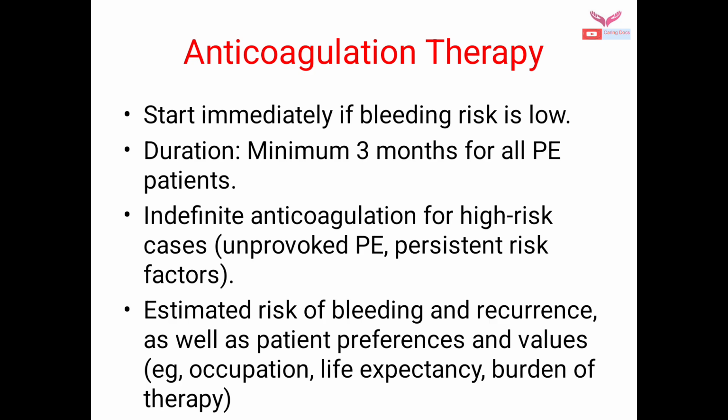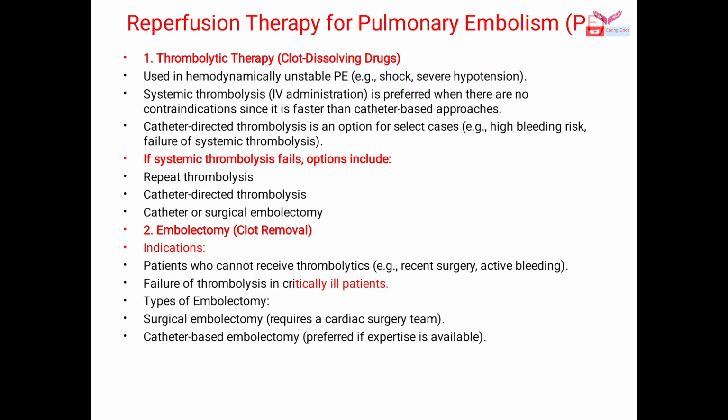Anticoagulation therapy we should start immediately if the bleeding risk is low. Duration is a minimum of 3 months for all pulmonary embolism patients. Indefinite anticoagulation is for high risk cases, unprovoked pulmonary embolism, and persistent risk factors. The estimated risk of bleeding and recurrence, as well as patient preferences and values, also decide the duration of anticoagulation therapy.